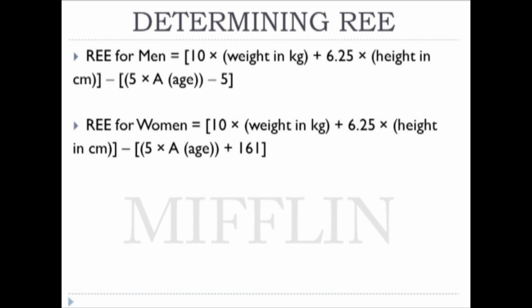I'd like to show you that in this equation, the men and women equations are very similar. The women's is 5 times the age plus 161, and for the male it's 5 times the age minus 5 in the last bracket. But aside from that, the two equations resemble each other, and you can see why we were determining the metric conversions, because in this first one for men it's 10 times the weight in kilograms. So you need to take that body weight, as we were doing previously, multiply it by 0.454 and insert it in this particular parentheses. The height is in centimeters, so height in inches times 6.25.